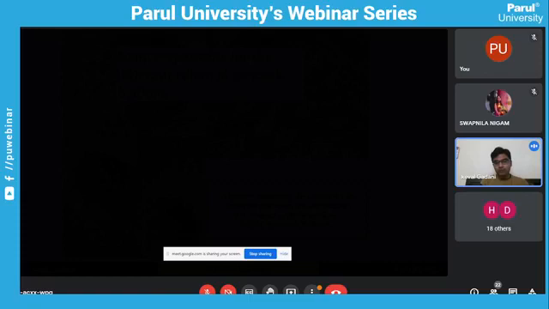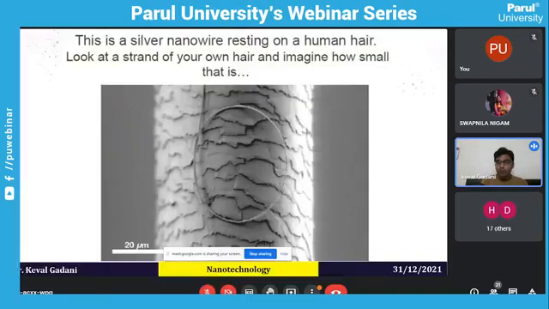Now one more example. Suppose a silver nanowire is resting on a human hair. Look at your own hair and imagine how small that is. You can see the beauty. This is the picture, you can see your hair and the silver nanowire. So this tells us the dimension of nanomaterials. They are very small.